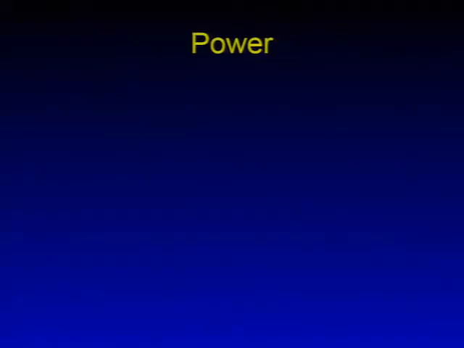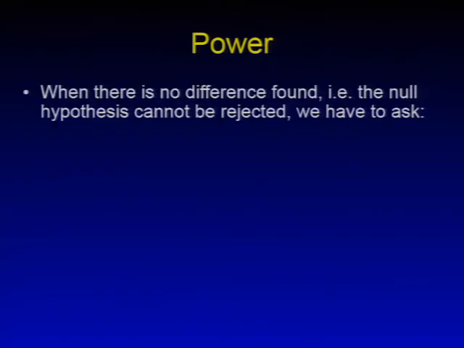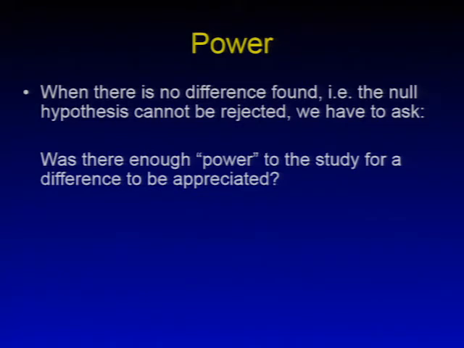Once we've done the testing, be it with chi-squareds or with ANOVAs or with the regression, we have to figure out if our results are significant. In the case when we don't find significance, and in statistical terms that means the null hypothesis, the hypothesis that there's no difference, if we can't reject that, then we basically have to say to ourselves, did we have enough power in our study to even be able to find a difference if it existed?